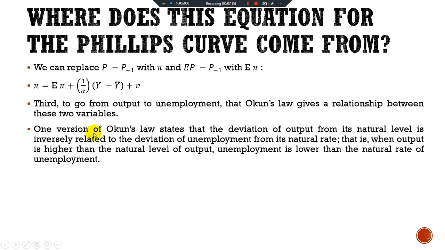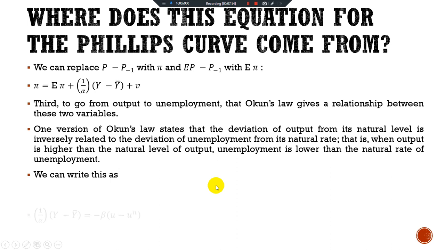One version of Okun's law states that the deviation of output from its natural level is inversely related to the deviation of unemployment from its natural rate. That is, when output is higher than the natural level of output, unemployment is lower than the natural rate of unemployment. We can write this equation as 1/α (Y − Ȳ) = −β (U − Uⁿ).